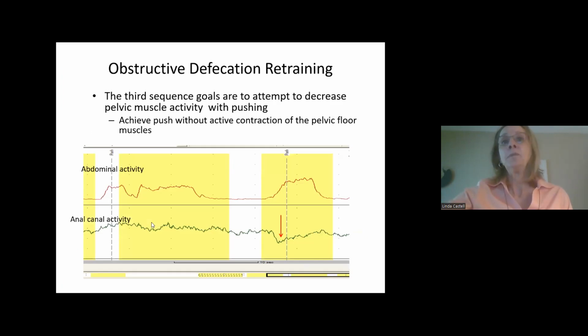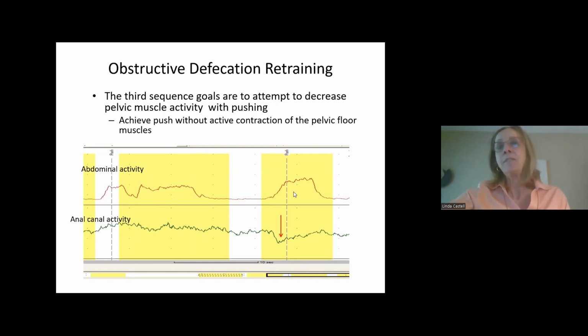Then we're going to move to pushing without a squeeze prior to it. So we're going to ask our patients to push. They're pushing appropriately, using intrarectal pressure. They're pushing from above, but they're not decreasing the anal canal activity. So then we try again.